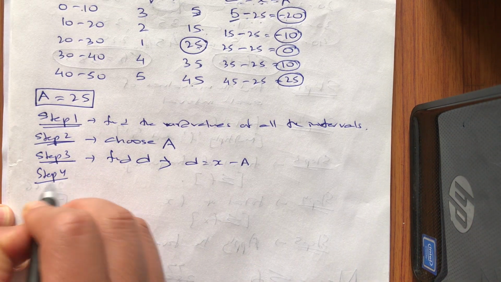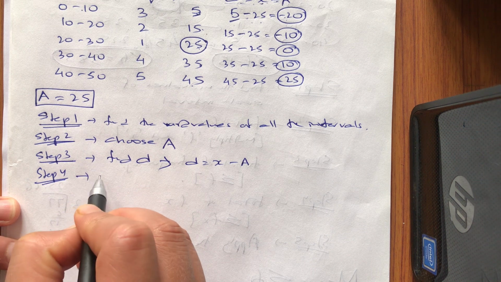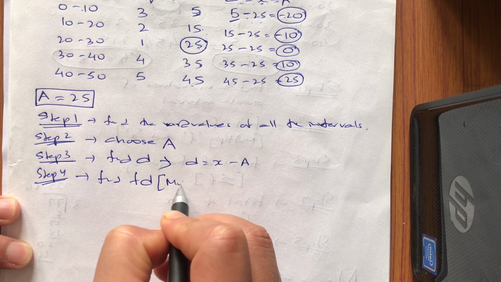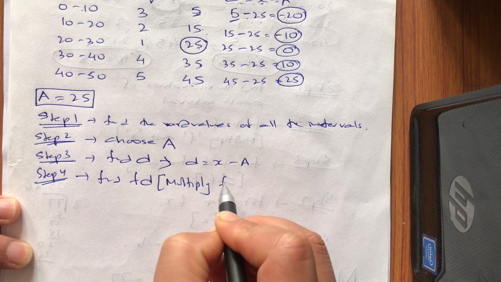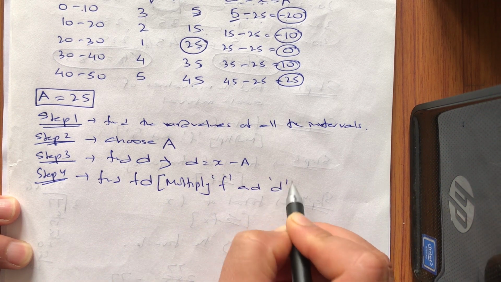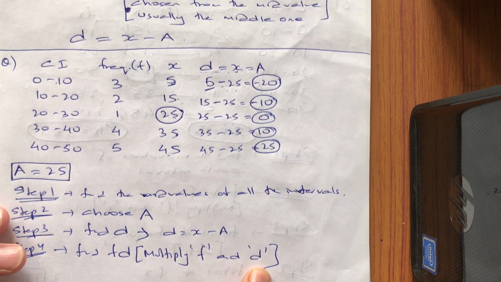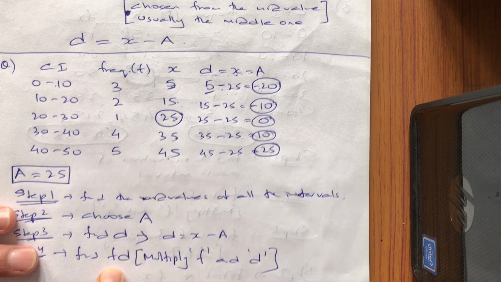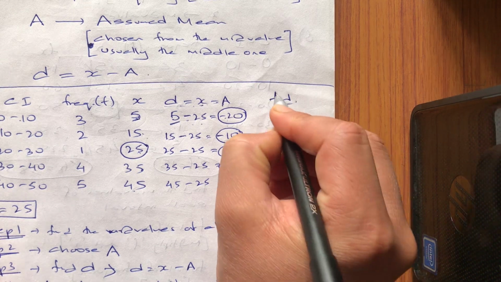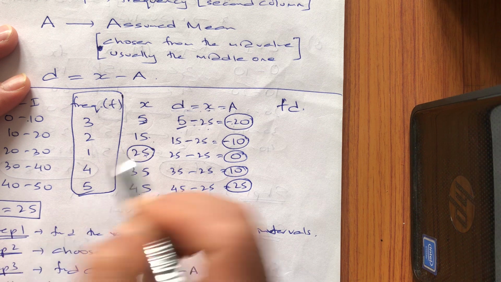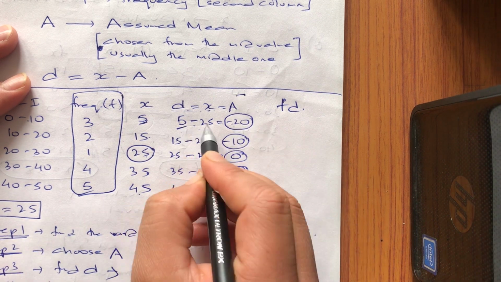Now step 4, what we have to do is find FD. That means you'll have to multiply the F and D. So multiply the column F and the column D, and whatever answer you get, you put that as FD. So this is the column for your F, and this is the column for your D.